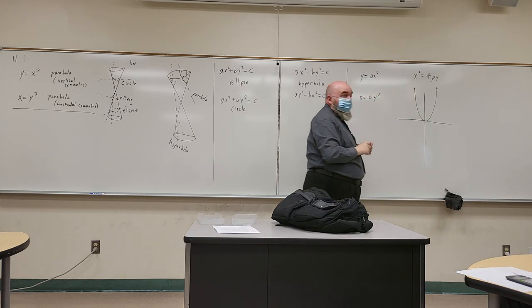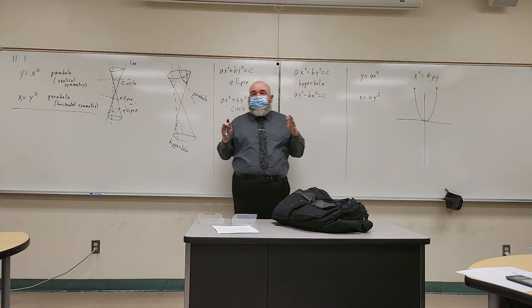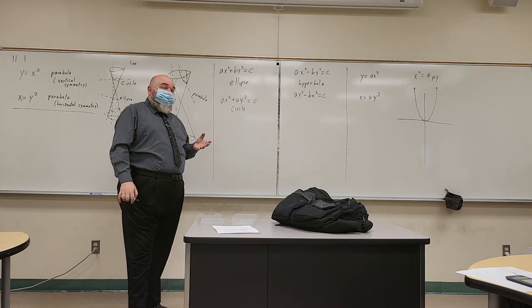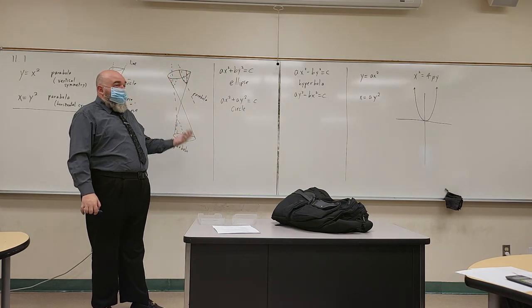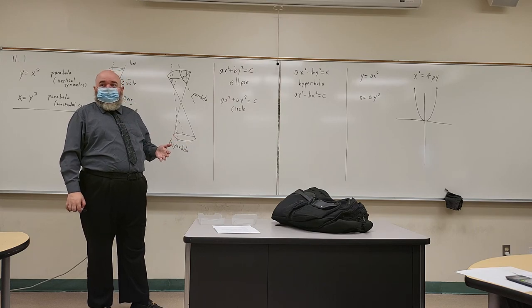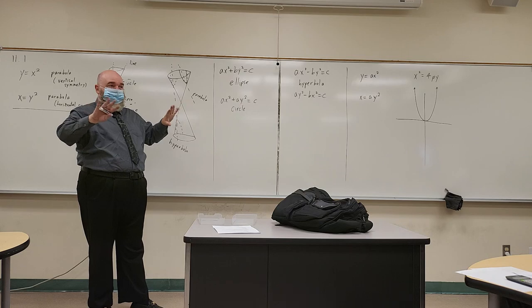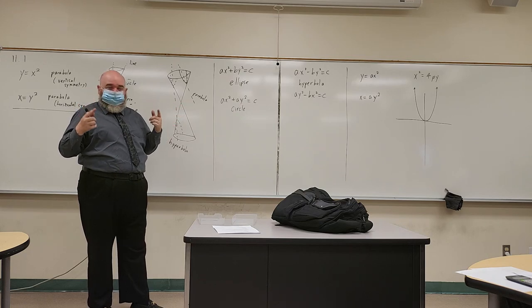Now, the sides of a parabola get very steep, and they get steeper and steeper as you go out. For that reason, they may give the appearance that there's an asymptote that they approach. There is no asymptote. The curve continues to expand forever. It just rises faster and faster.